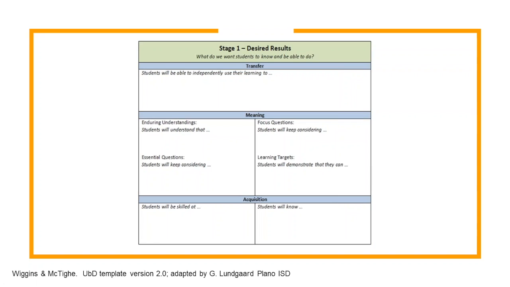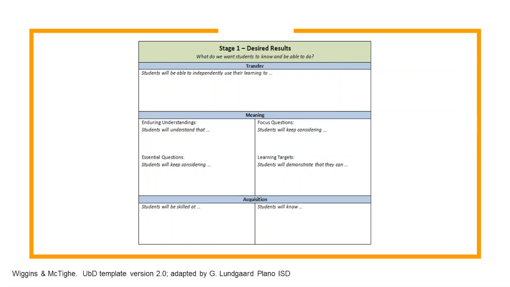This is from version 2.0 of UBD, and I've adapted it a little bit to make sense for what we do in our district. So I'm going to define for each unit that I have in world languages the transfer goals, meaning goals, and acquisition goals before I even can do my assessment pieces. I've got to know. And the most important thing in these boxes are the words in italics.